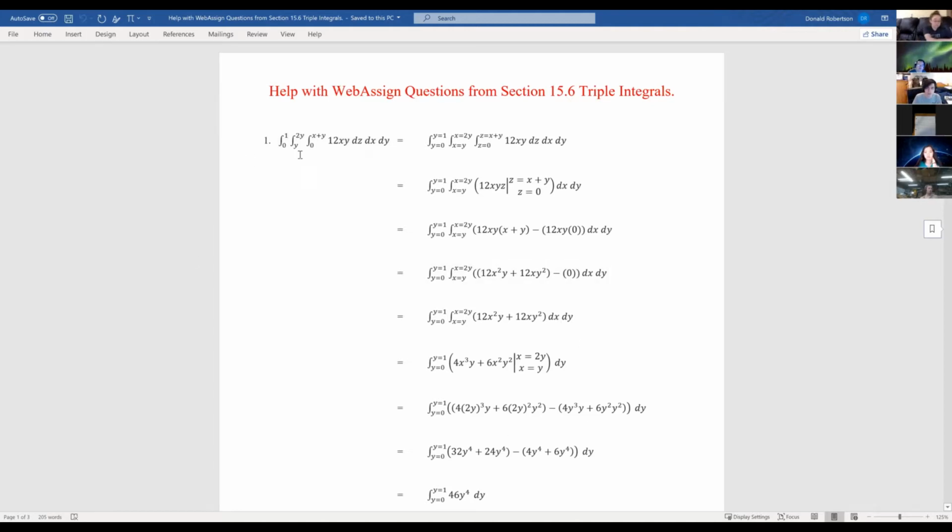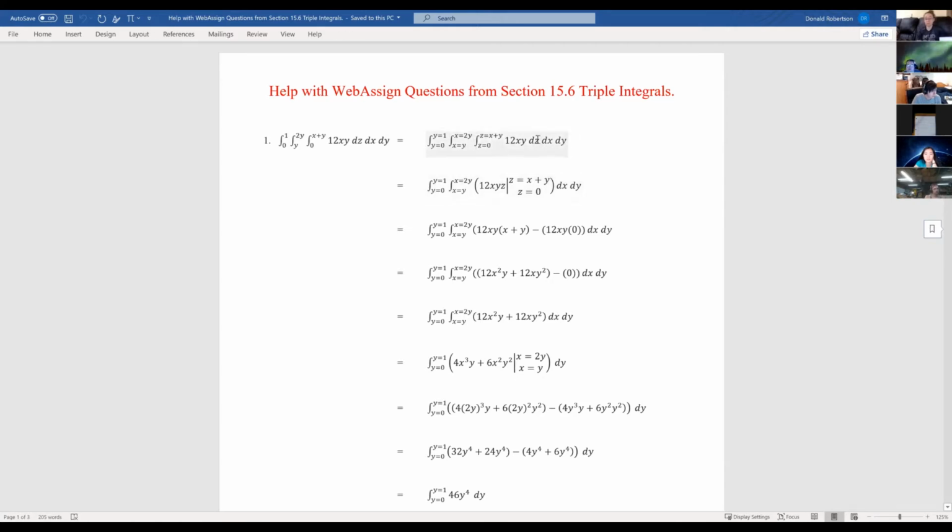Also, since this is 0 to 1, the second one is this guy here, and that's the x variable. So this should be saying x equals y to 2y. And the inside one is using z, so that's z equals 0 to z equals x plus y. The typical way that they write the question is this. I find it much better to write it that way because it's clearer in my brain who the y values are, who the x's are going to get replaced by, and finally who the z's are going to get replaced by.